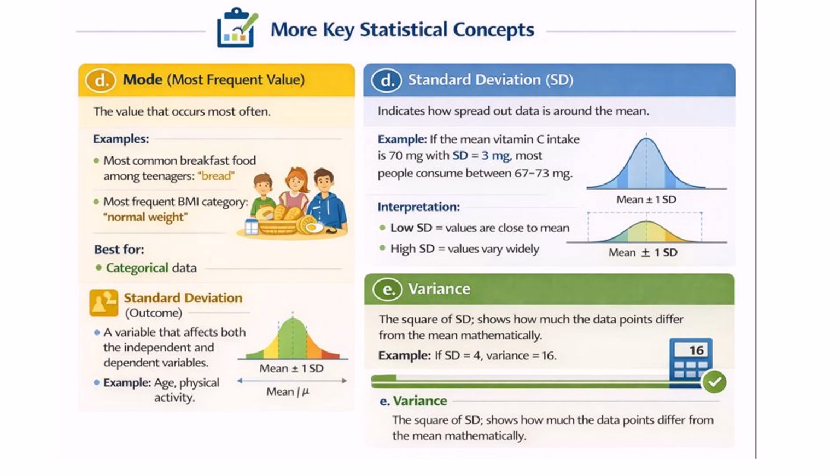Then you are looking at subtracting 3 from 70 and adding 3 to 70. So you can say confidently that 67 to 73 milligram of vitamin C are what are being consumed by your population. Another one is the variance. Variance is the square of standard deviation, and it shows how much data points differ from the mean mathematically.